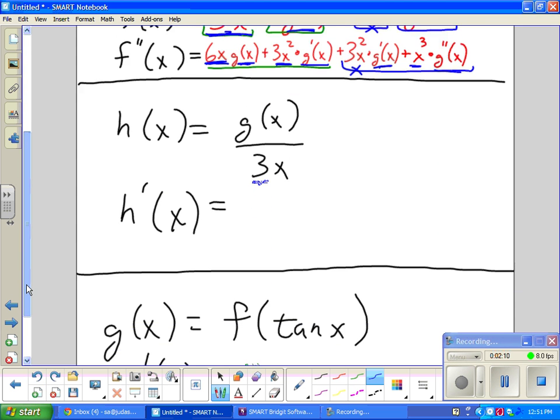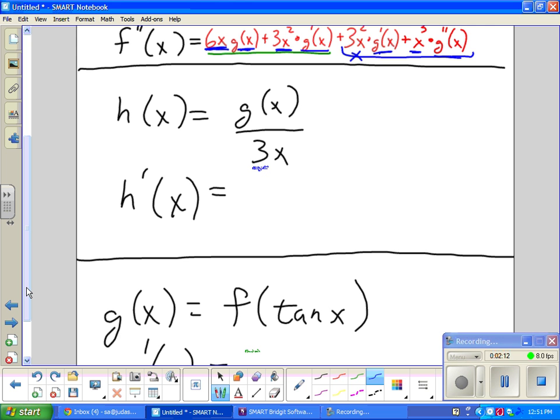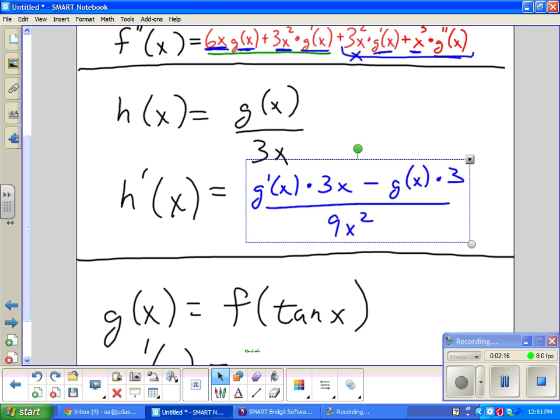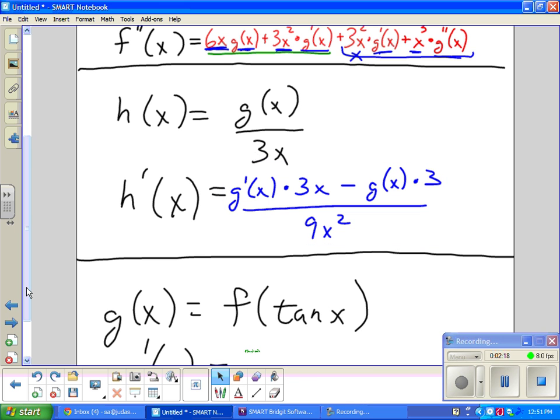Moving on to h of x, we have g of x divided by 3x. That is a quotient rule, where we take the top, derivative of the top times bottom, g prime times 3x, minus top g of x times derivative of the bottom, which is 3, over the bottom squared, 9x squared.